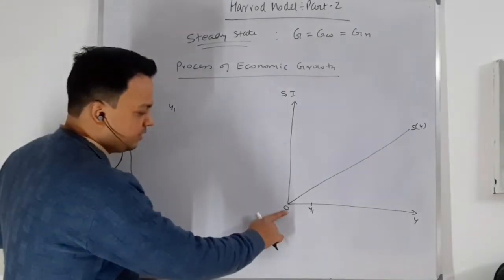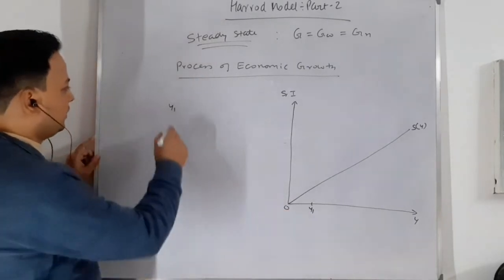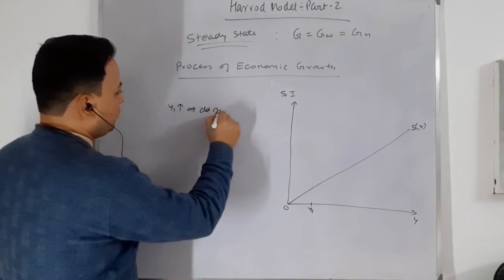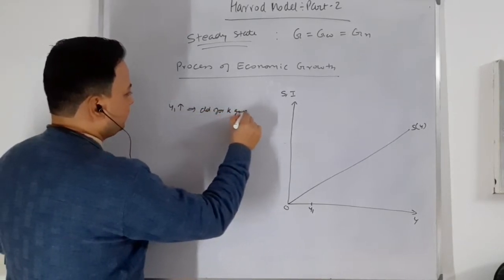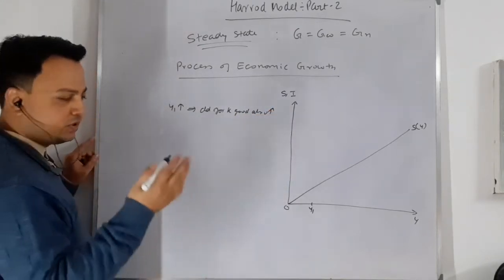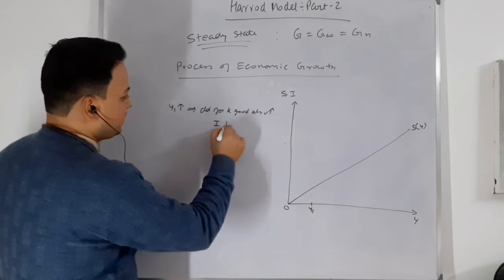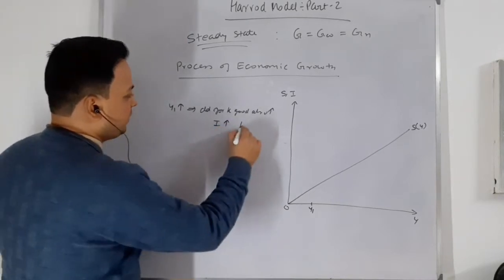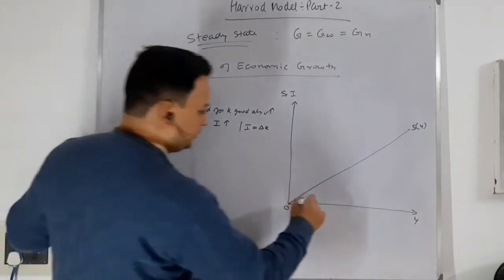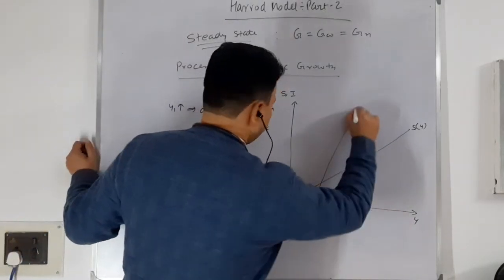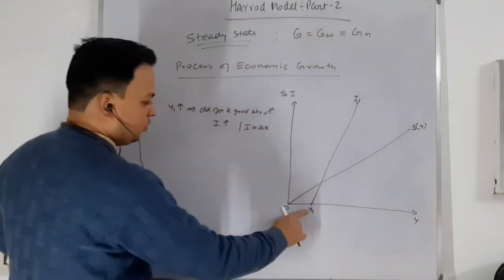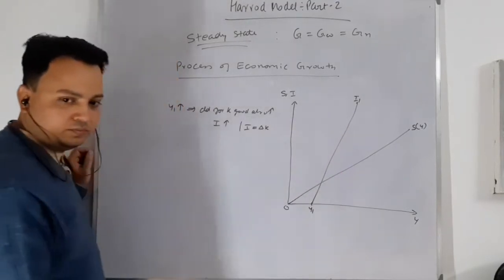Your income increases from 0 to Y1. When your income increases to Y1, demand for capital goods also increases. That means investment increases. Why? Because investment is an addition to the capital stock. So investment will also increase, and Y1, I1 is your investment curve.